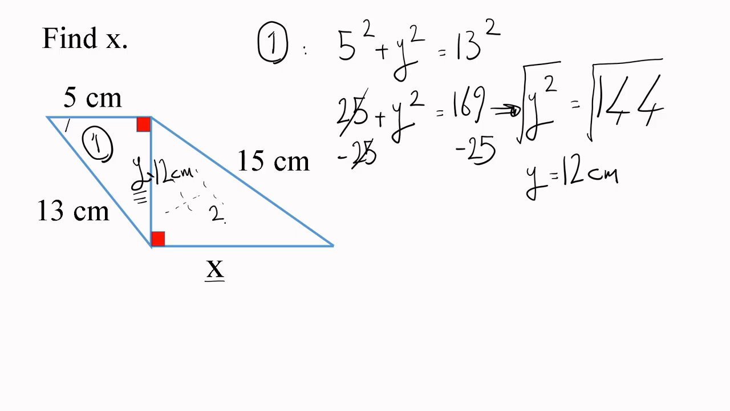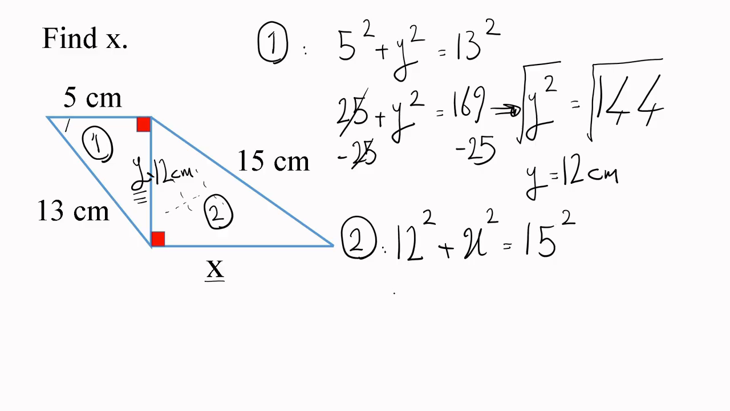Now I have the length of this side. Okay, now I'm going to move to the second triangle. In the second triangle, I'm going to write the Pythagorean theorem. 12 squared plus x squared is equal to 15 squared, right? So 12 squared would be 144 plus x squared is equal to 225. Inverse operation minus 144.